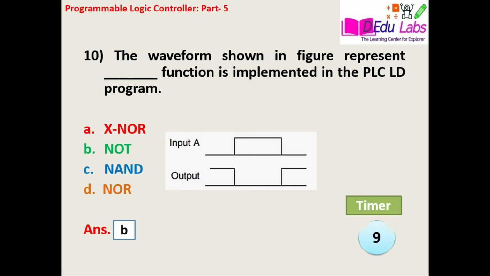See, as shown in the figure, when input A is low, at that time output is high. When input A is high, output is low. It looks like an inverter. So here the waveform presented in this figure is considered as NOT gate function. So the answer is option number B, NOT gate.